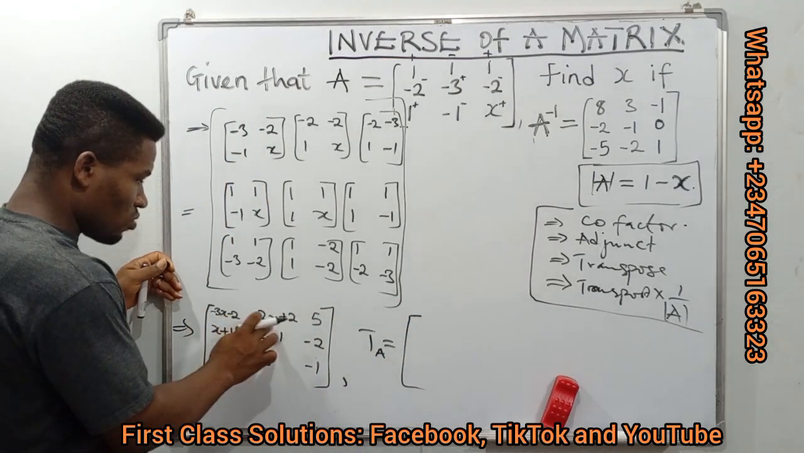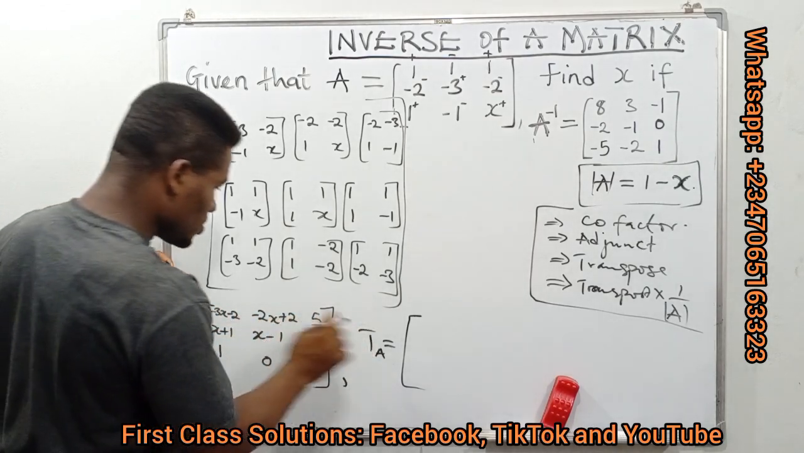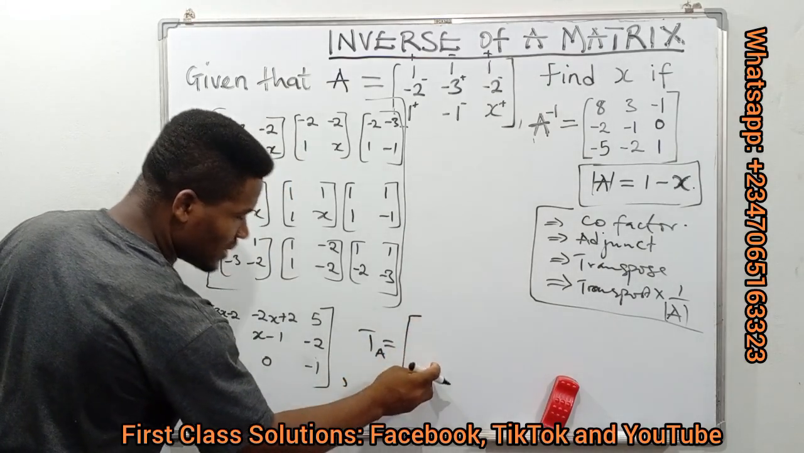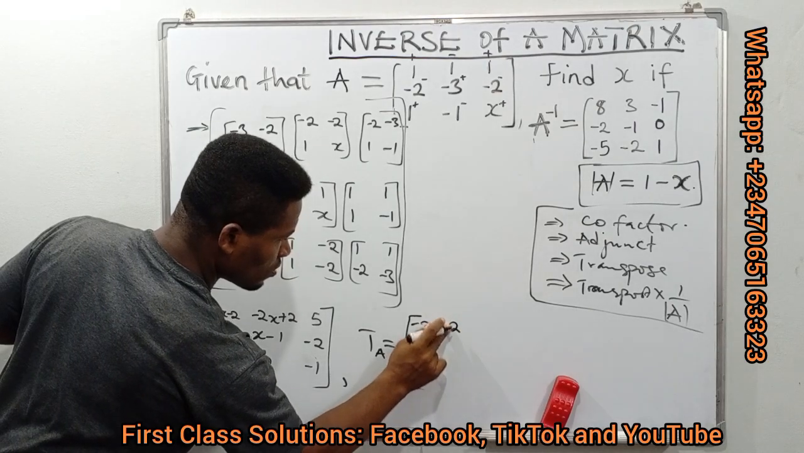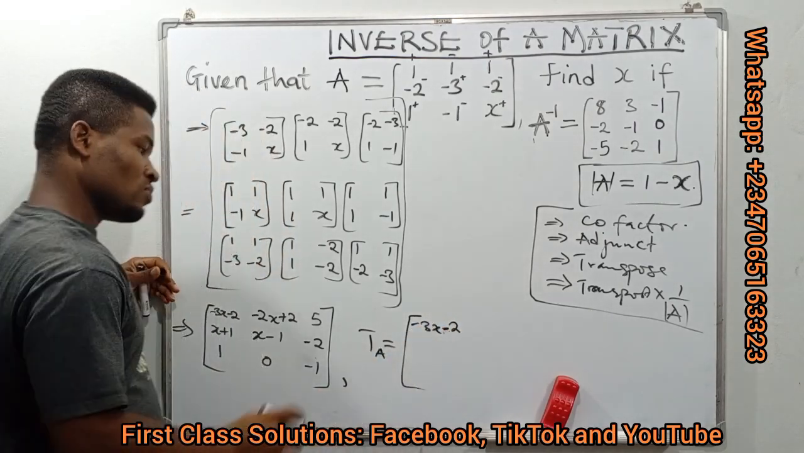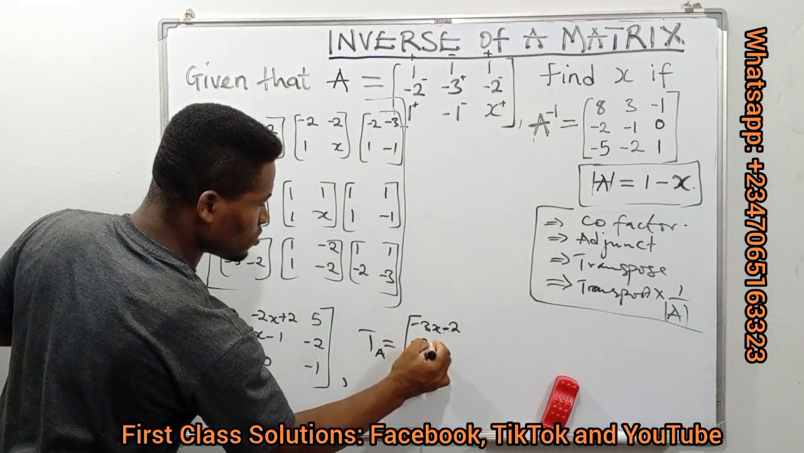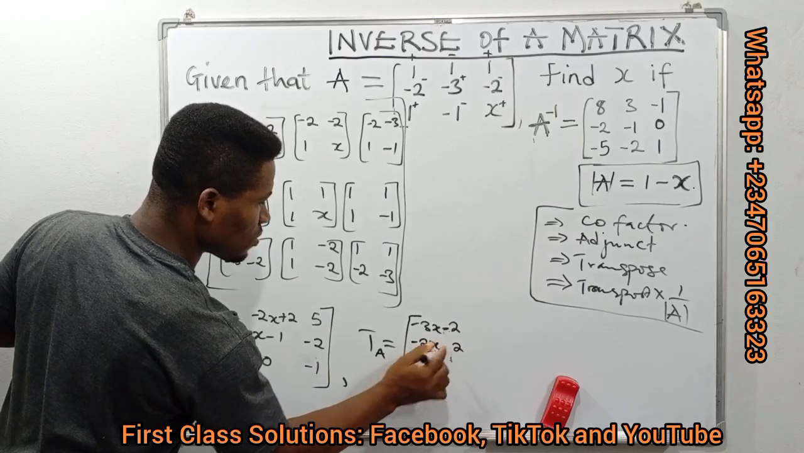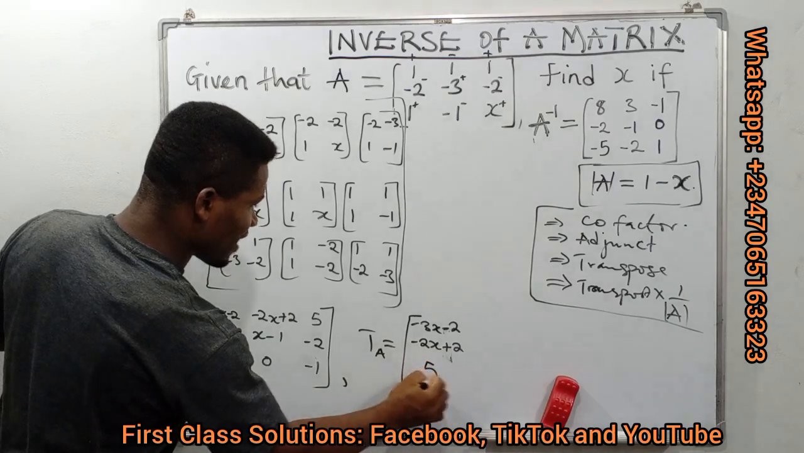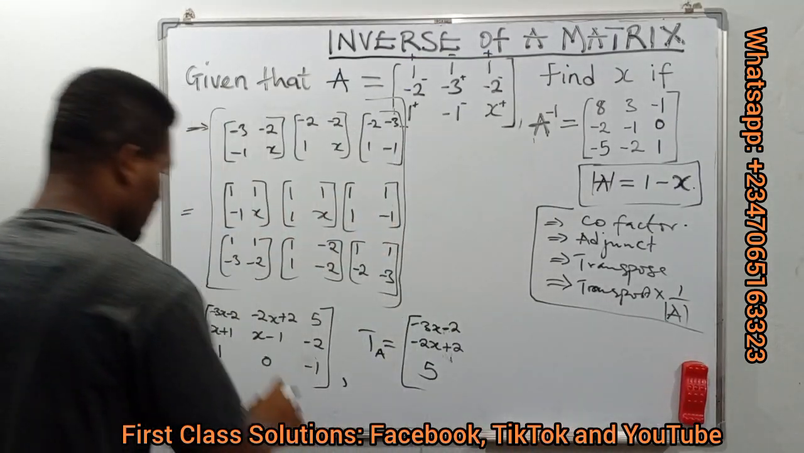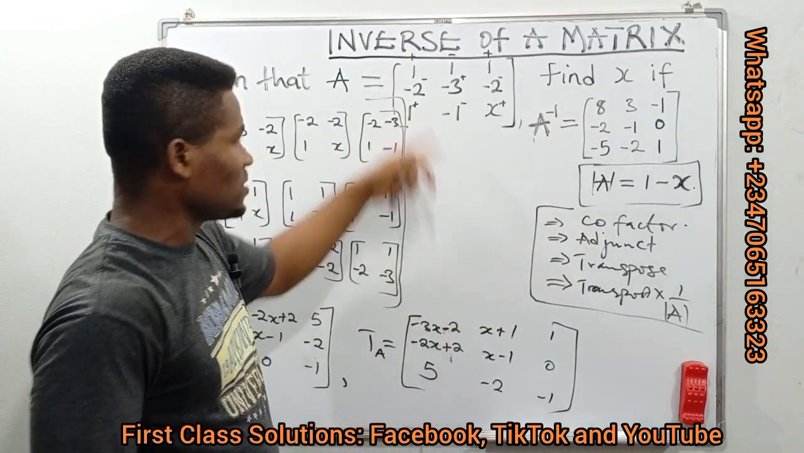Here in this row, we have minus 3x minus 2, minus 2x plus 2, and 5. So instead of writing it out as a row here, we'll form it as a what? As a column. So we have minus 3x minus 2. We will not continue like this. We'll come here. Minus 2x plus 2. Then, instead of writing 5 here, we'll bring it down here, and 5. We'll do the same thing for this. So this is the transpose of this matrix.